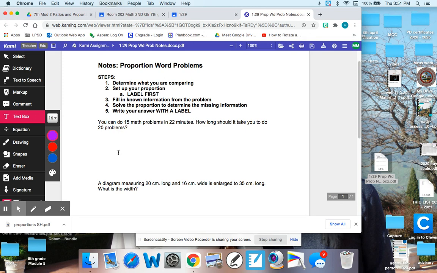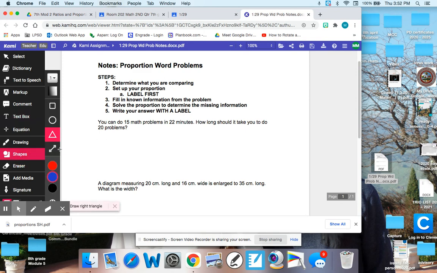So let's dig into the first one. You can do 15 math problems in 22 minutes. How long should it take you to do 20 problems? Two things we're looking at. We are looking at math problems and we are looking at minutes. Okay, so those are the two things we're going to be comparing. So I'm going to do P for problems and M for minutes.